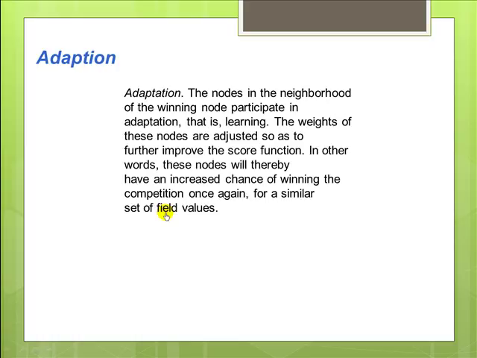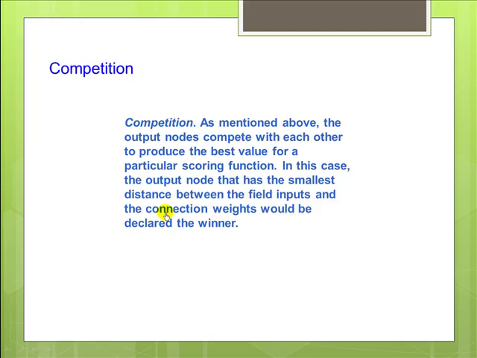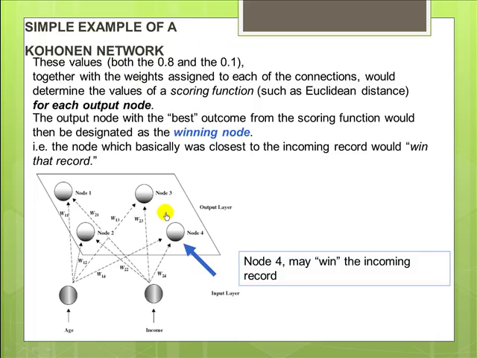Okay, and then finally adaption. The nodes in the neighborhood of the winning node participate in adaption, that is, learning. The weights of these nodes are adjusted so as to further improve the score function. In other words, these nodes will thereby have an increased chance of winning the competition once again for a similar set of field values. So, I don't know if this is clear or not. Without numbers in here, it's a little bit tricky to see it.